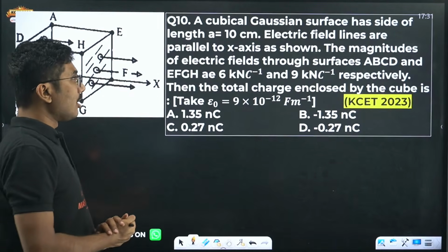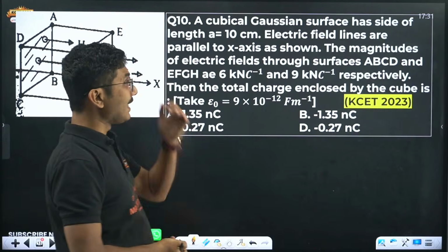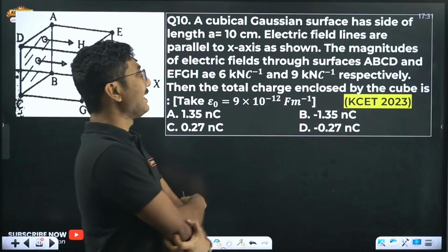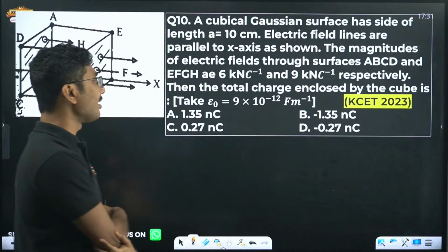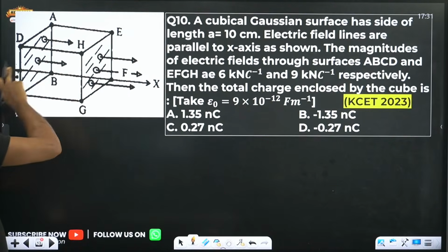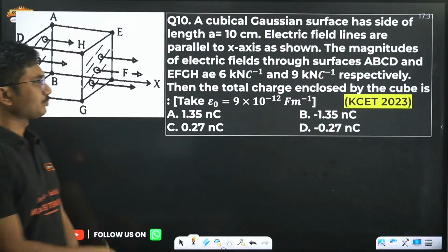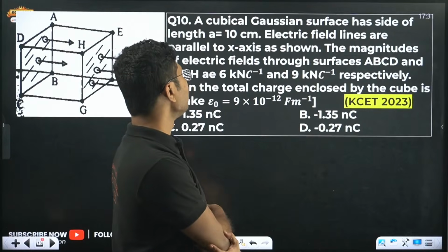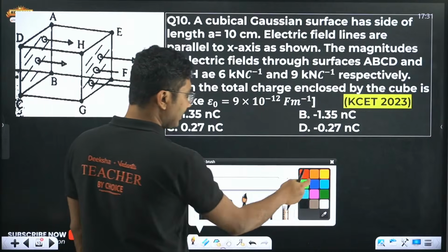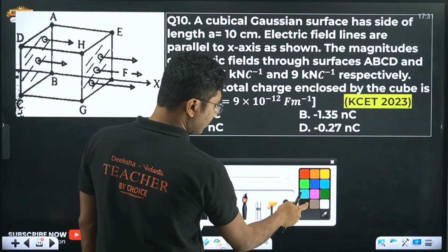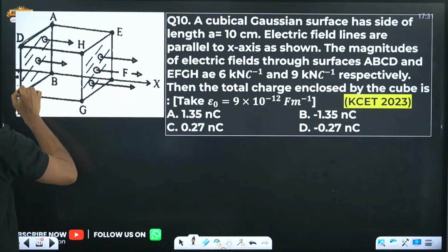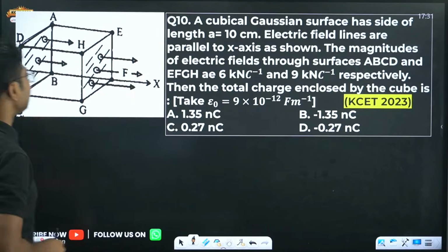A cubical Gaussian surface has a side of length a equals 10 centimeter. Electric field lines are parallel to the x-axis as shown. The magnitude of the electric field through surface ABCD, so this one is the ABCD surface.